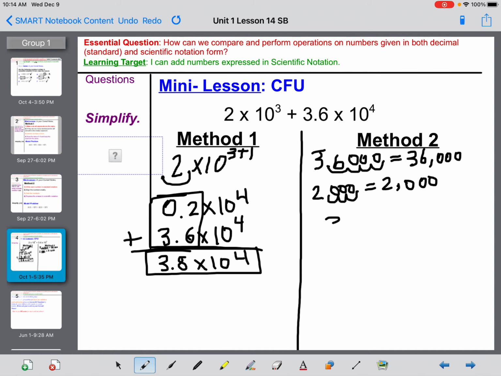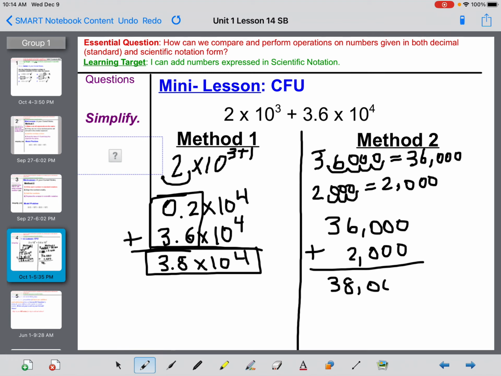So now we add 36,000. Make sure that the numbers line up properly. Notice that the 2 is underneath the 6 and not the 3. Okay, we're going to add these numbers. So we have 3, 8. Our answer is now 38,000.